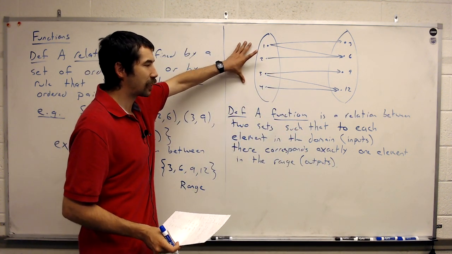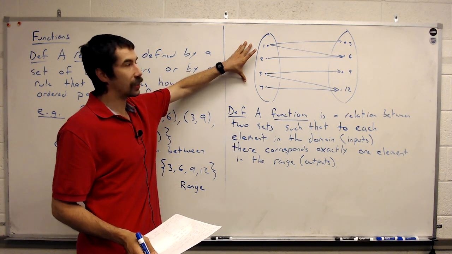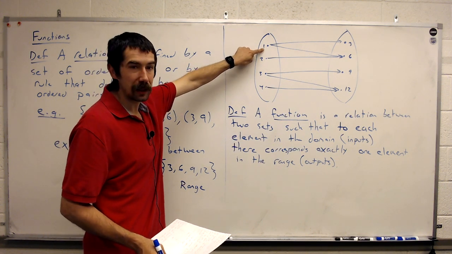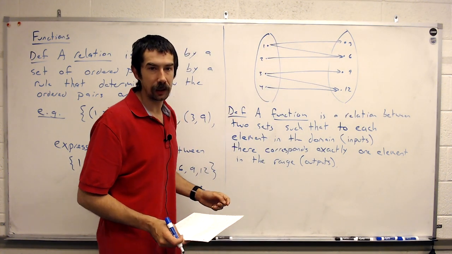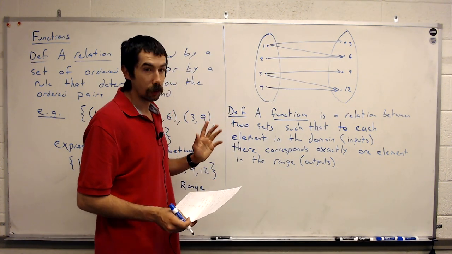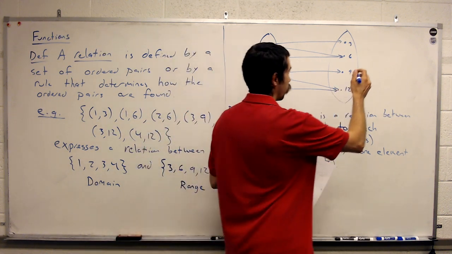Okay, so does this represent a function? No, it does not. Why doesn't it? Well, the element 1 in our domain gets sent to two different parts of the range. So it's not a function. So this is not a function.